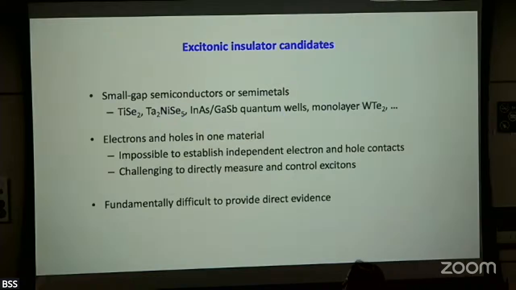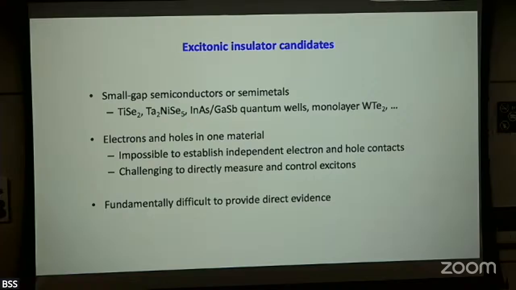Experimentalists have considered many different materials, so over the years we've been searching for candidates of excitonic insulators. By the way, I call it an insulator, but it's not an insulating state for the excitons. Those are insulating states for the charges, right? The spontaneously formed excitons can flow. Some small gap semiconductors or semi-metals have been studied over the years as candidate excitonic insulators. I list a few here; this is one of the latest.